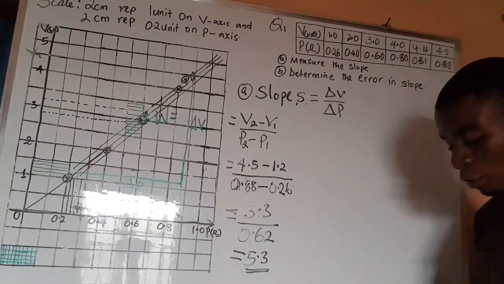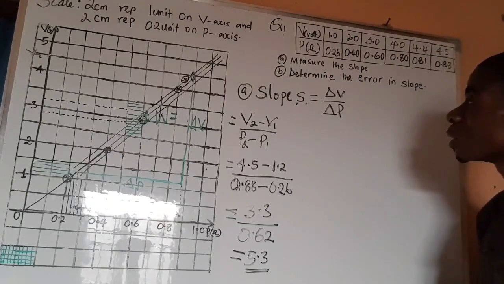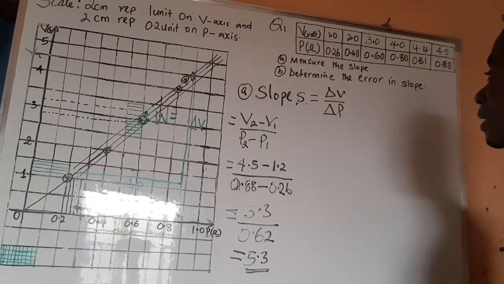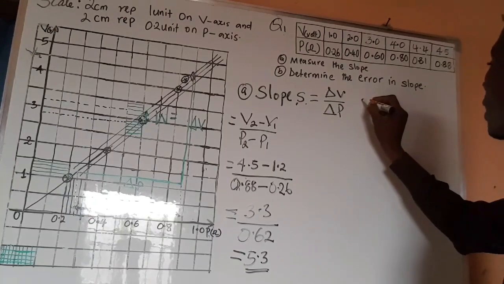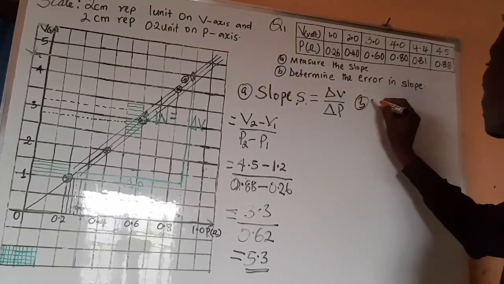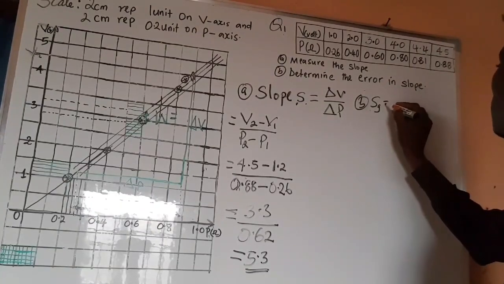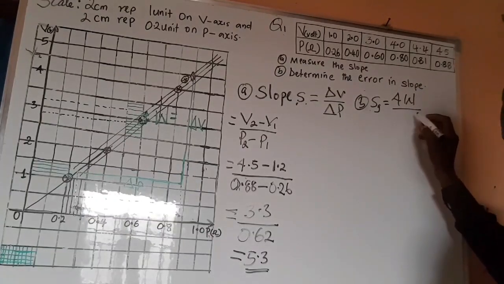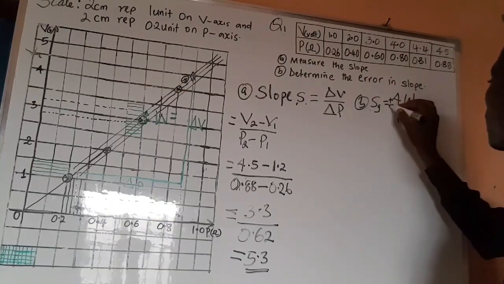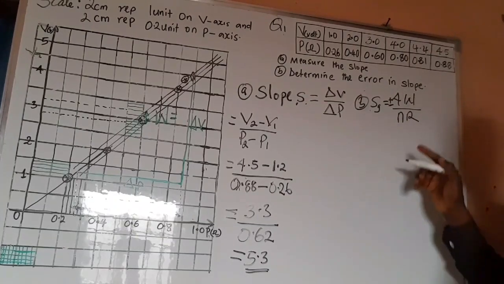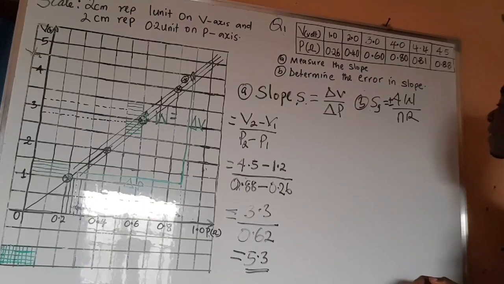Okay, now that we have obtained our slope, we need to go ahead and look for the error in the slope. The error in the slope, which is given by S subscript g, we are solving B part now. S subscript g is equal to 4W all over nR, plus or minus is in between them here. The error in the slope is equal to 4W over nR.